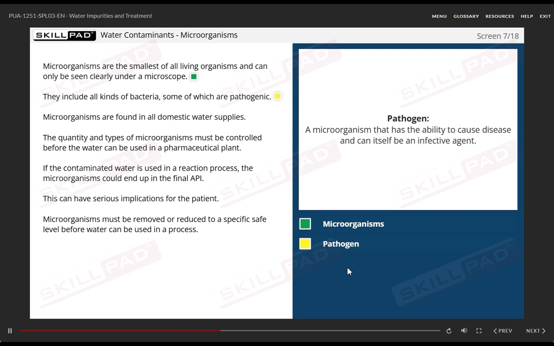The quantity and types of microorganisms must be controlled before the water can be used in a pharmaceutical plant. If the contaminated water is used in a reaction process, the microorganisms could end up in the final API. This can have serious implications for the patient. Microorganisms must be removed or reduced to a specific safe level before water can be used in a process.